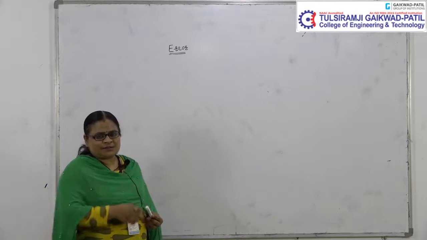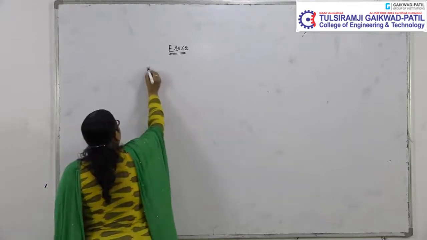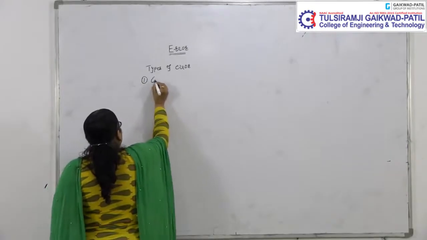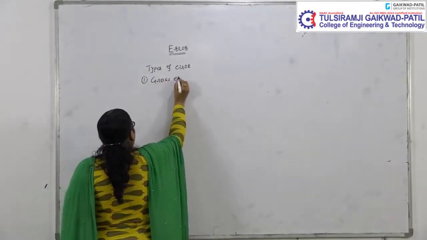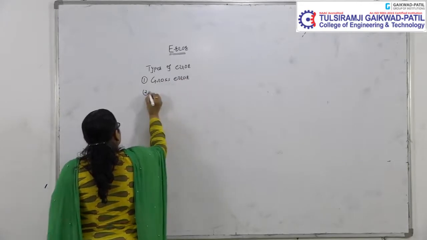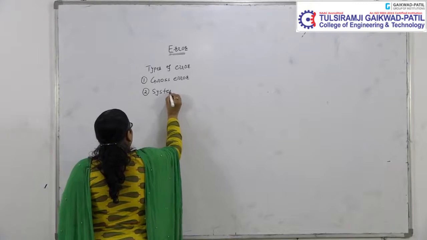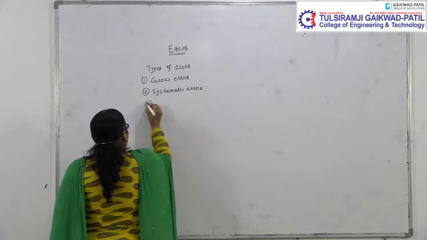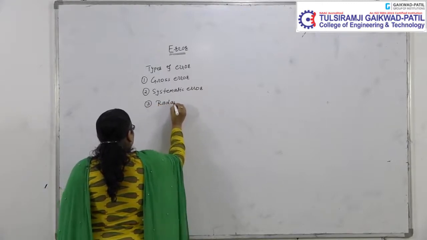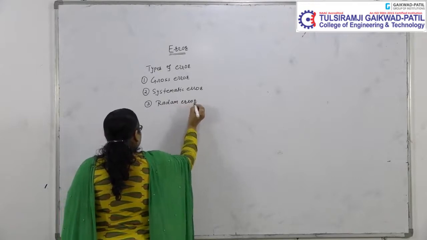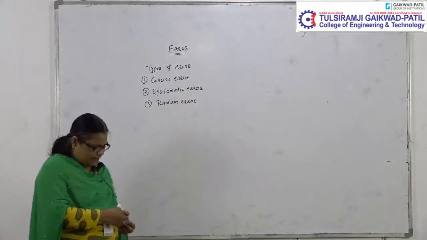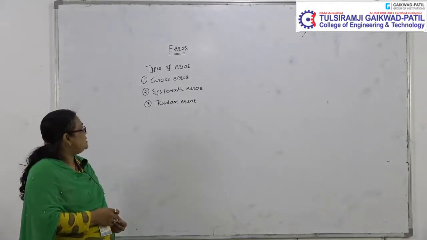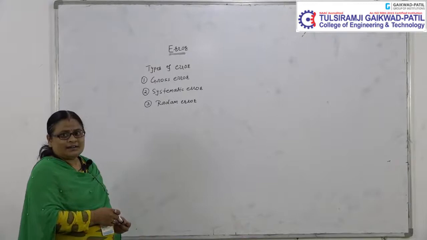There are different types of the error. First is gross error, second is systematic error, and third is random error. These are the 3 types of the error which occur, that is gross error, systematic error and random error.